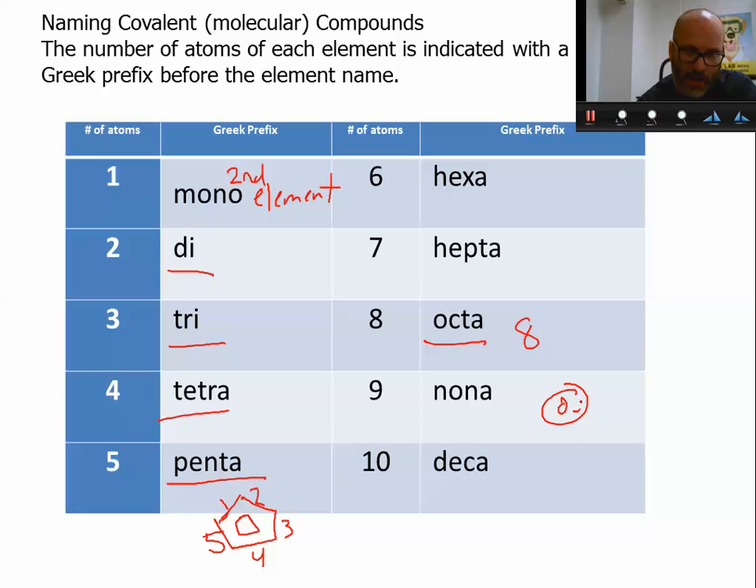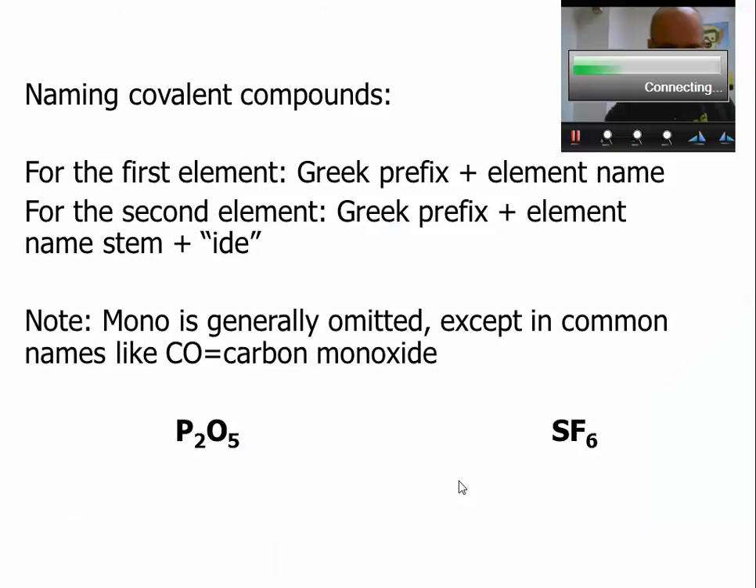Nona is 9, kind of like when you were a little kid, you used to call your grandmother, "Oh, Nona, can I have some more cookies?" And 10 is deca, like a decade has 10 years. So these Greek prefixes you need to know. Next slide.